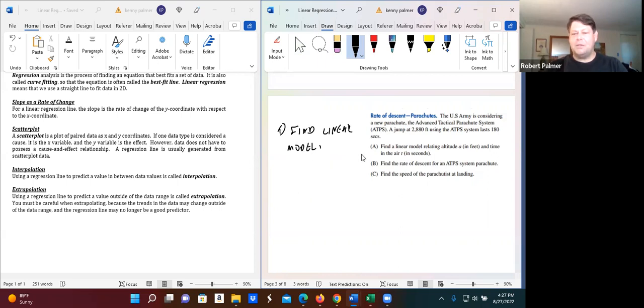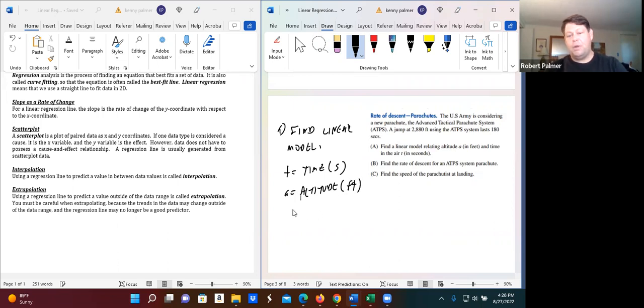So like we did before, let's define what everything is. Here it says relating altitude A in feet and time in seconds. So t equals time in seconds, and A is the altitude, or the height, in feet.